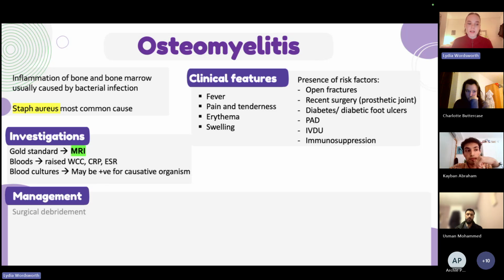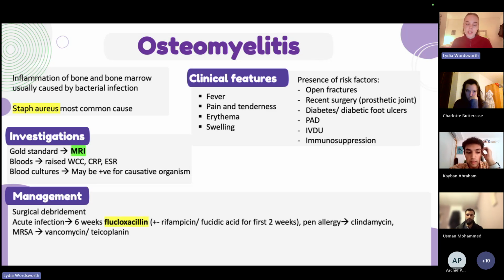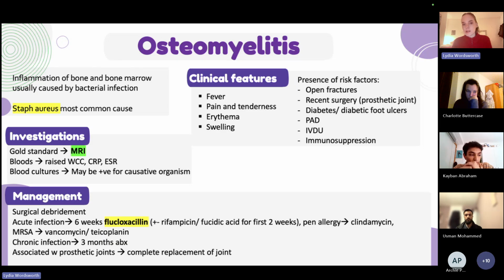So to manage osteomyelitis, it is surgical debridement. In acute infection, you give 6 weeks of flucloxacillin. You can also add rifampicin or fusidic acid for the first 2 weeks, and you give clindamycin in penicillin allergy. Like Archie said, for MRSA infections, vancomycin is good, and you can also give teicoplanin as well. If the patient has chronic osteomyelitis, you extend the course of antibiotics, and usually this is around 3 months. If the patient has osteomyelitis associated with any prosthetic joint, a lot of the time the patient will need a complete joint replacement as well.